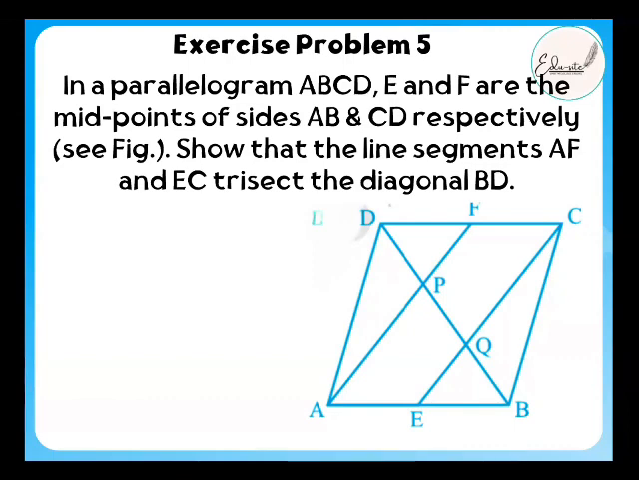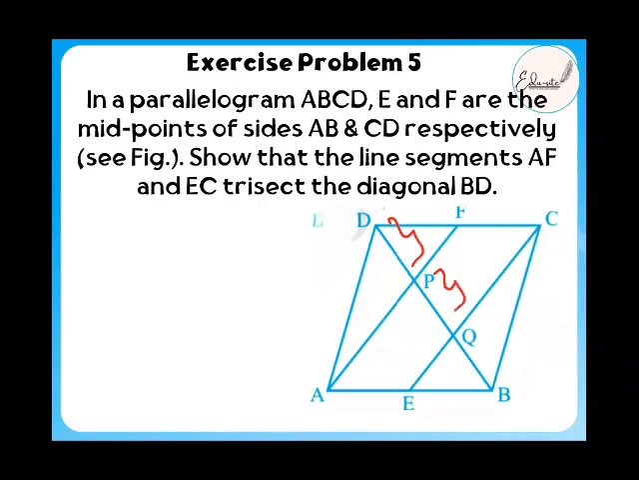How can they divide this into three equal parts? DP should be equal to PQ, and this should be equal to QB. What you have to prove here is DP is equal to PQ, which is equal to QB. How will you prove this, beta? You have to show that AF and EC lines trisect the diagonal into three equal parts. Okay, let's begin.